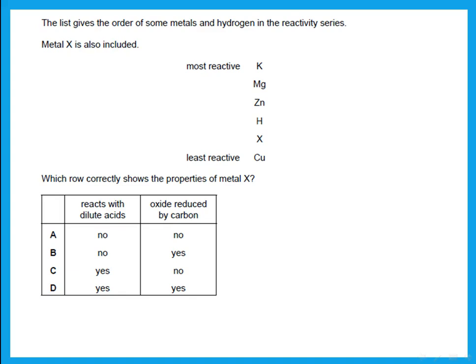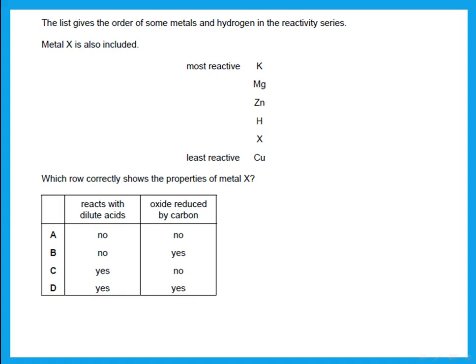The list gives the order of some metals and hydrogen in the reactivity series. Metal X is also included. Which row correctly shows the properties of metal X? Now, where is X? X is below hydrogen in the electrochemical series. And anything that is below hydrogen, will it react with acids? No, we said copper, for example, will not react with acids because it is less reactive. So it does not react with acids, so my answer is A or B.